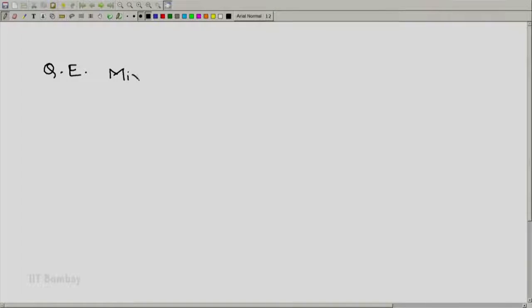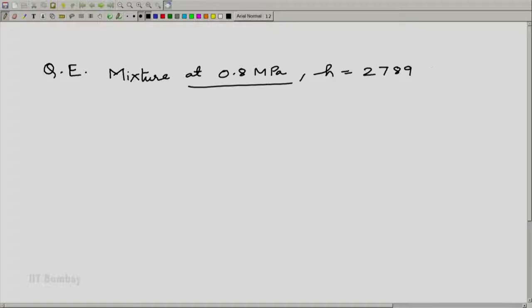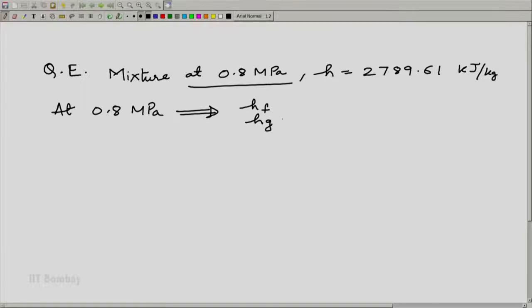So, question E, we have a mixture at 0.8 MPa, that is the pressure, and corresponding to that the enthalpy H is equal to 2789.61 kilojoule per kg. Now, we have to compare in which zone it is. Although I said that we know the region, let us find out from the table. So, at 0.8 MPa, let us find out what are the HF and HG respectively.